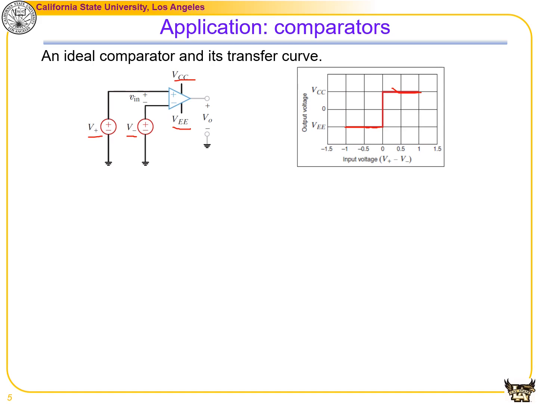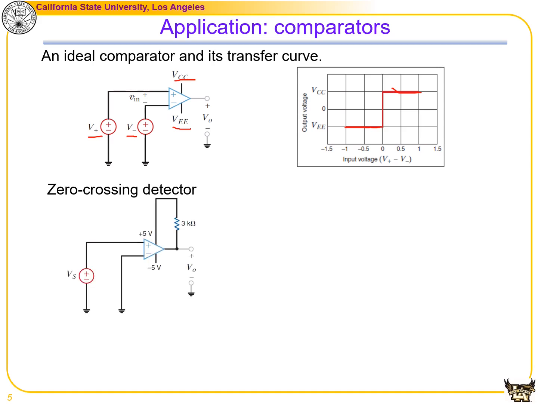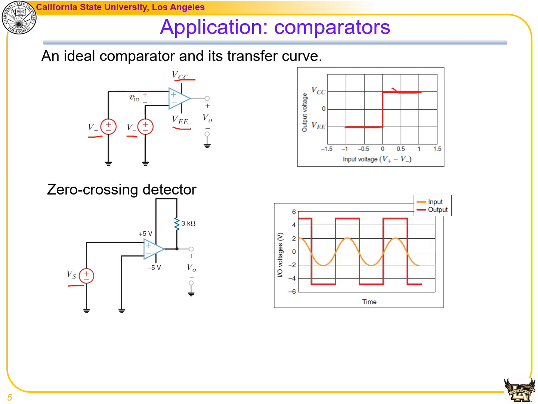A special case of a comparator is called a zero crossing detector, where one signal Vs is compared to the other signal connected to the ground. We can also find its transfer curve in the right figure. If we have a sinusoidal input, indicated by this yellow line, as long as Vs is greater than 0, we'll have the output equal to VCC, in this case 5 volts. When Vs is less than 0, we will receive the output of negative 5 volts, which is indicated in this section.